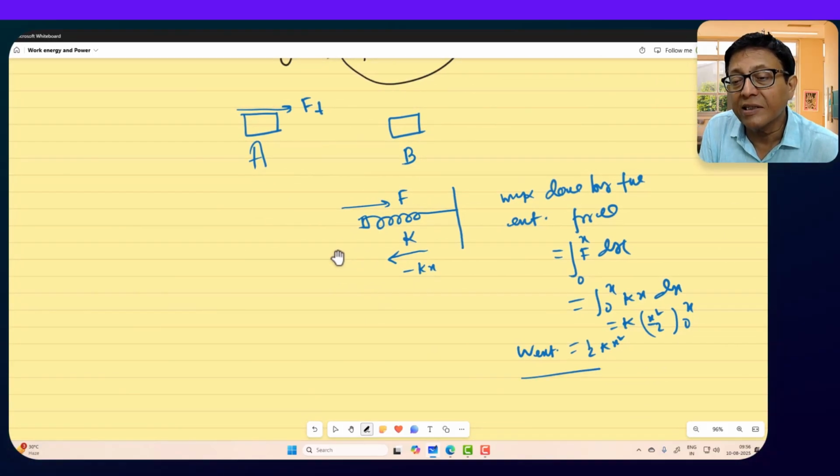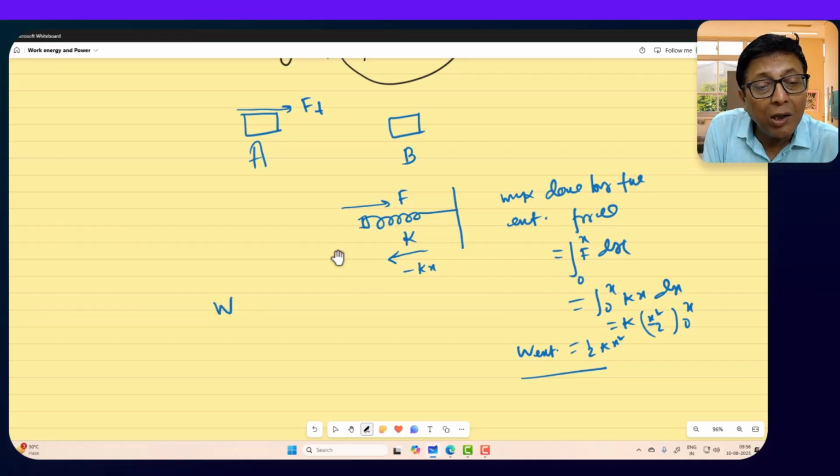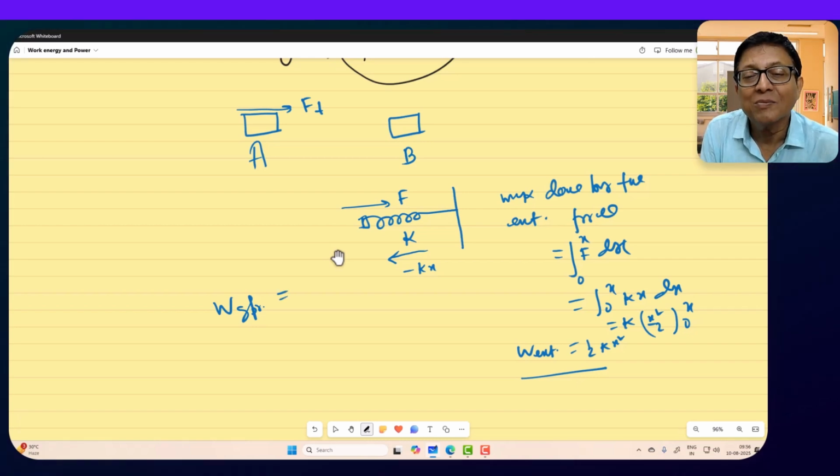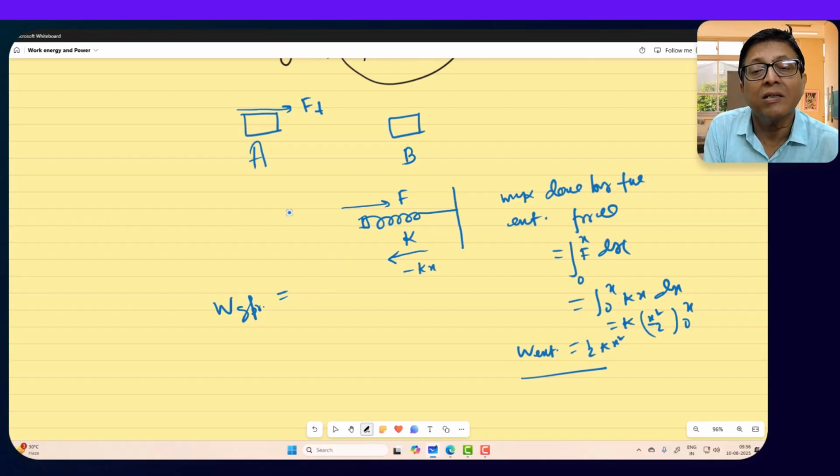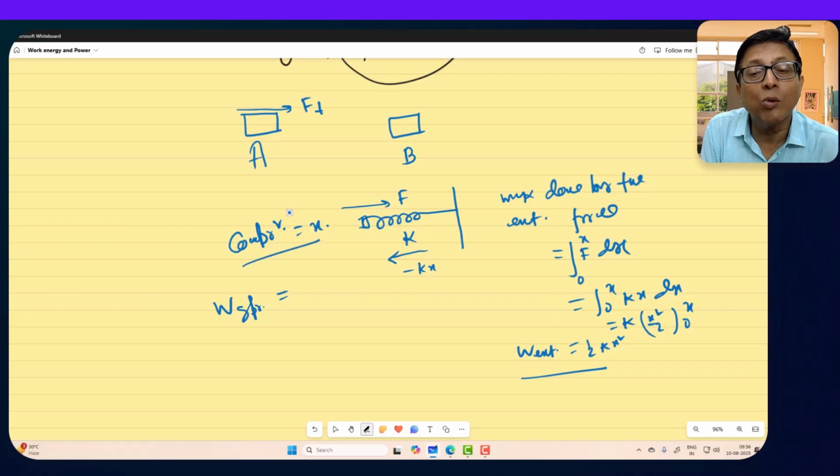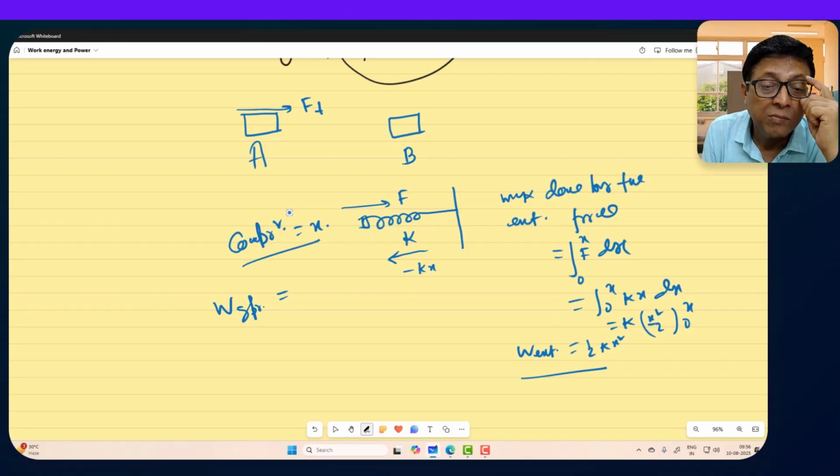Next is this. But what is the work done by the spring force? Work done by the spring will be what? Because you are working against the force. So if you use this F dr, you have compressed this one by x. I did not show compression here. Compression is x. Compression equal to x. Work done by the spring will be what?